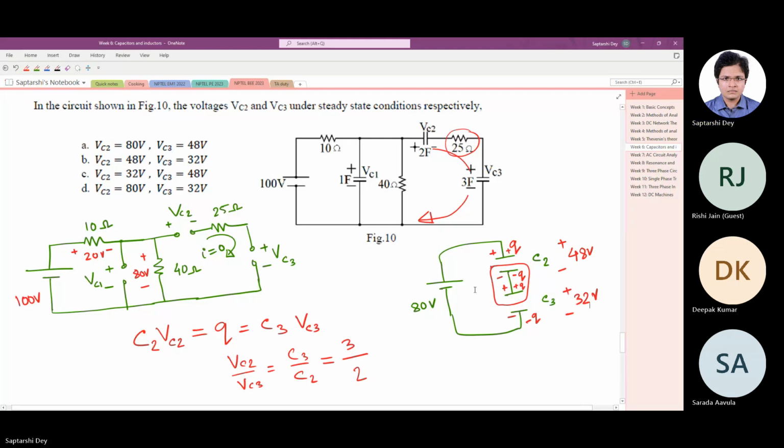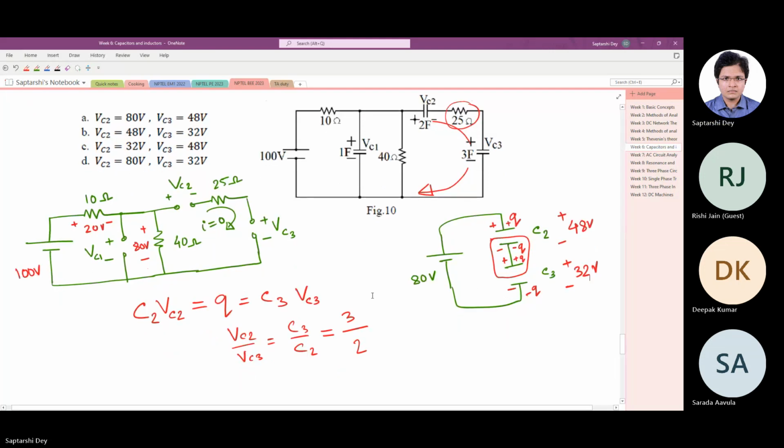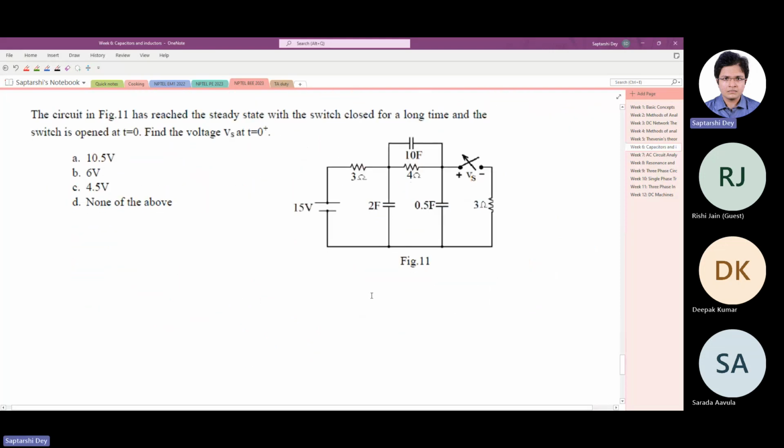Okay. We'll look into this question. The circuit in figure 11 has reached the steady state with the switch closed for a long time. And then the switch is opened at t equals 0. Find the voltage. Oh, the same question as that one, when the resistance burnt out. We will not redraw this circuit. Okay, in this way only we'll do. And it is easy also.